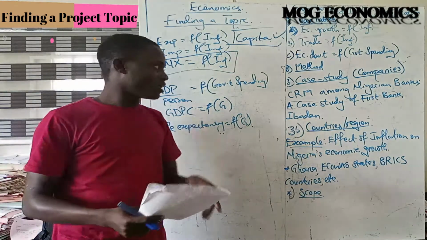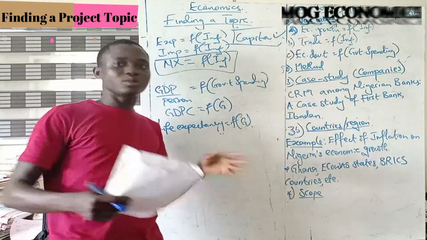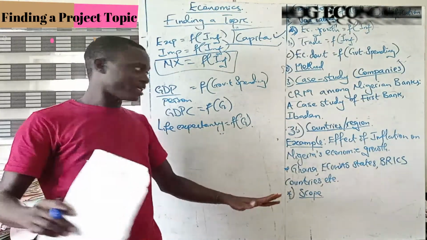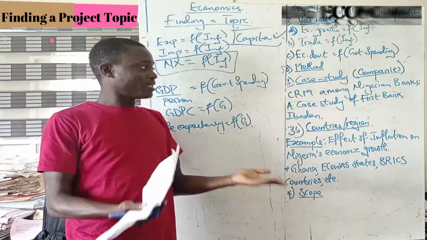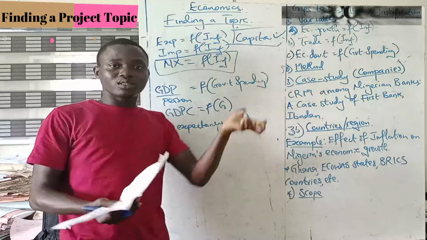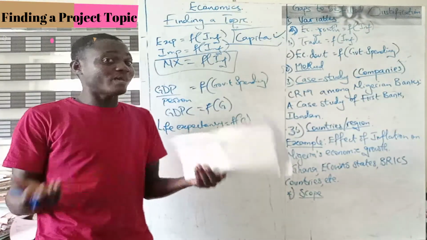Now that's one. Then second is that okay, I want to try First Bank, but I don't want Ibadan. Let me try Lagos. So you have a new topic again too. So you are looking at a case study of First Bank, Lagos, right? Now you can say a case study of First Bank, Lagos, Ibadan. You understand? Just have maybe 1 or 2 locations, which means that you are going to be traveling.